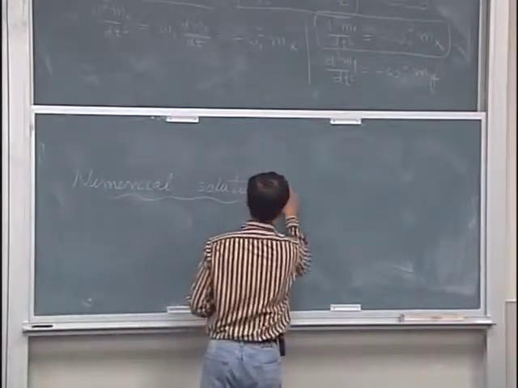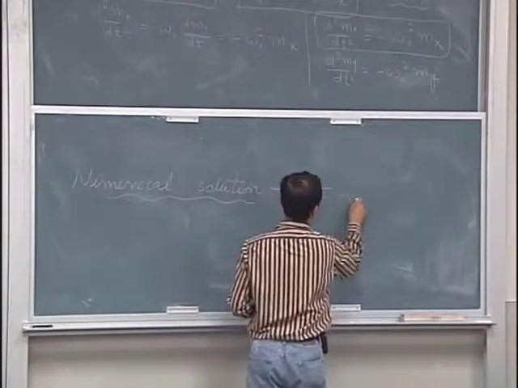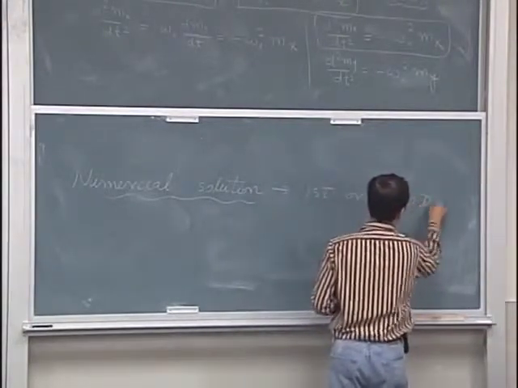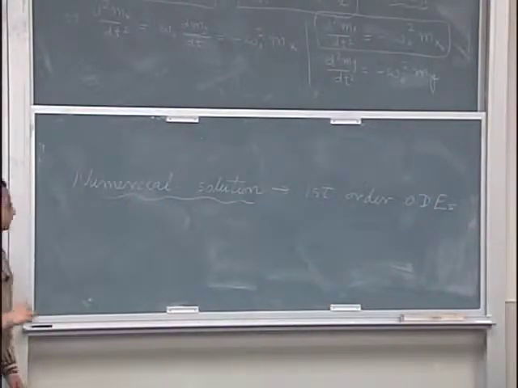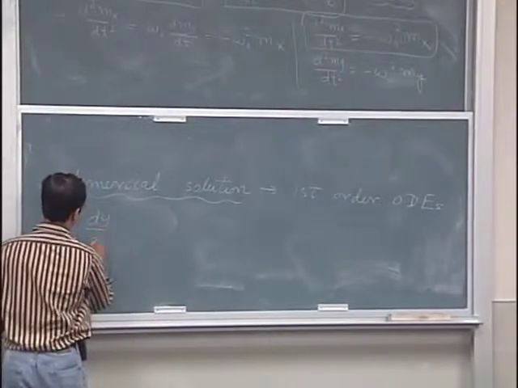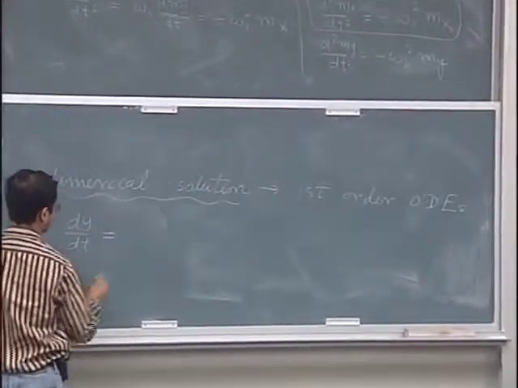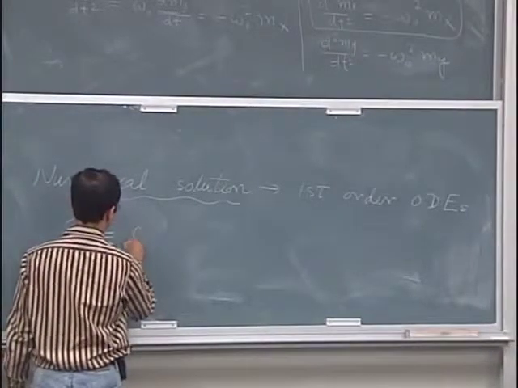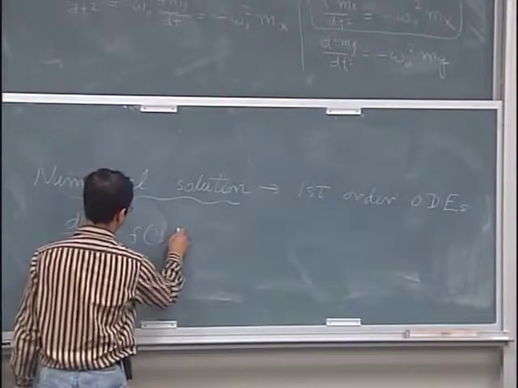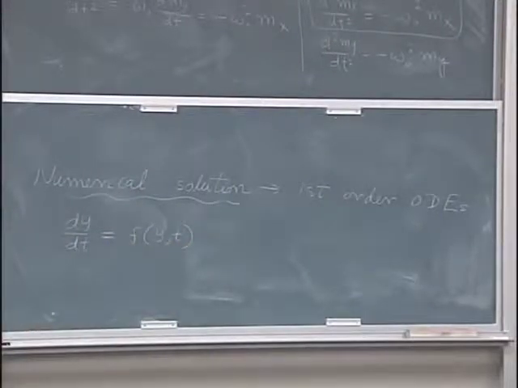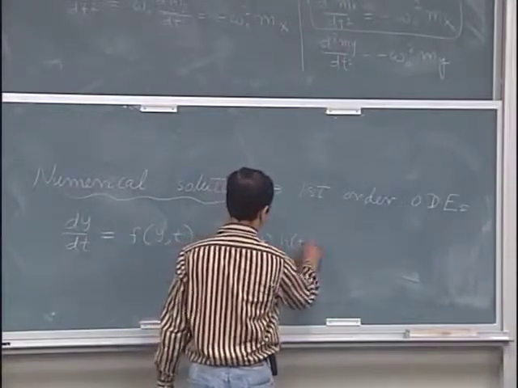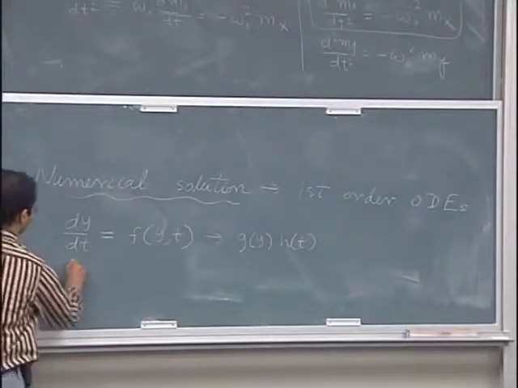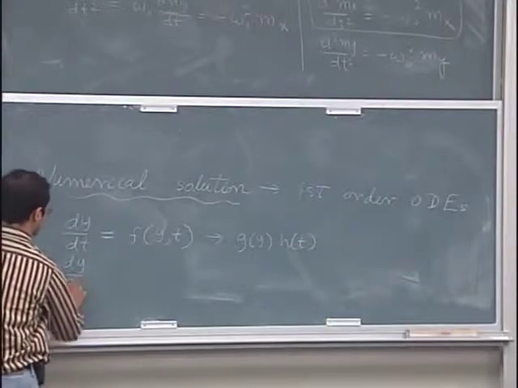And let me first show it for first order ODEs. Okay. Suppose you have this form, dy/dt equals f of y, t. Okay? And to solve a first order equation, suppose you can write this as a product of g(y) and h(t). Suppose you separate the variables. Then this is the very first lecture where I started.